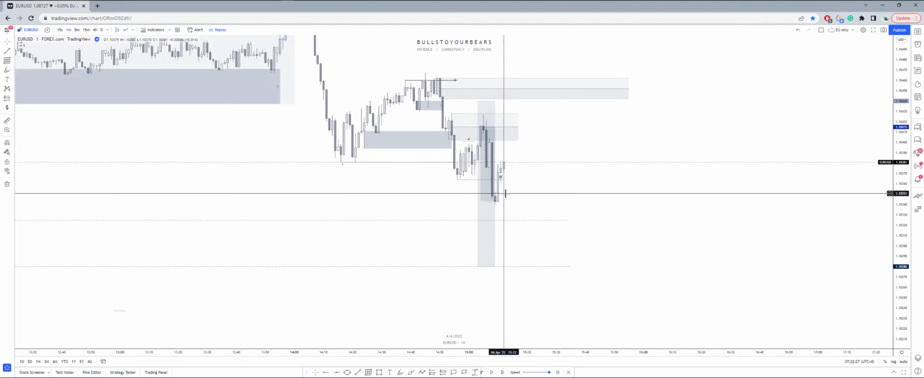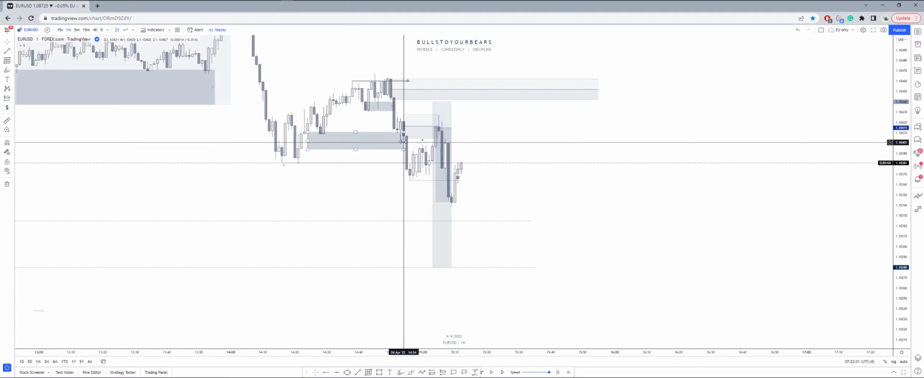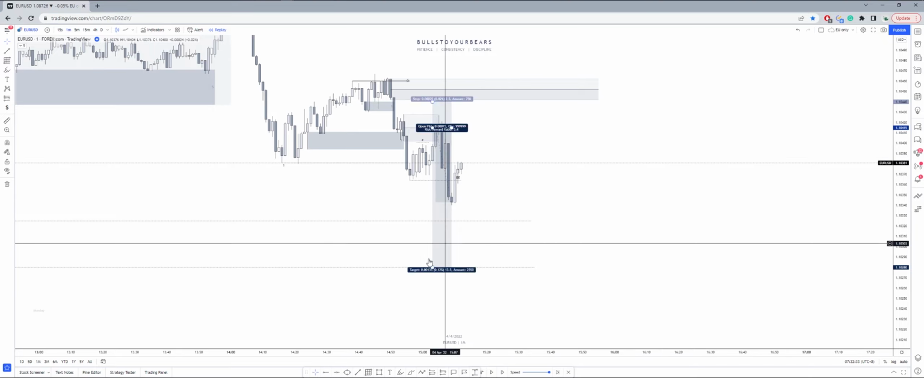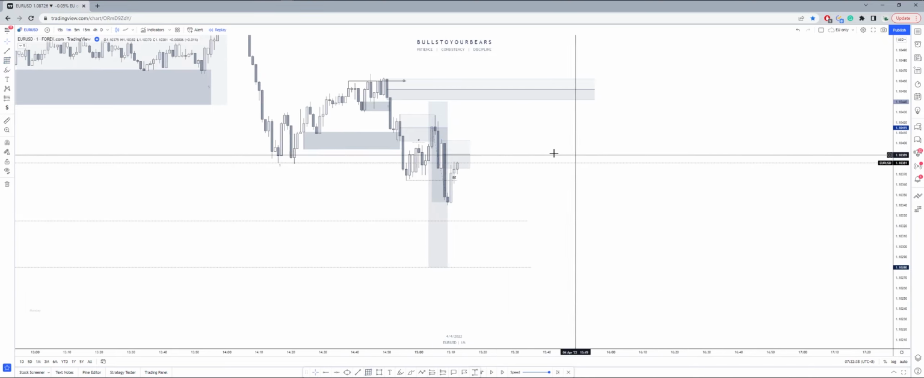Anyways, came down, break structure here. You can trade another continuation. Right, you can look to enter somewhere around here. Okay, you can look to enter around here.